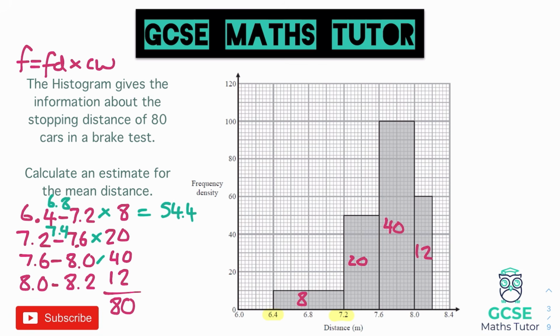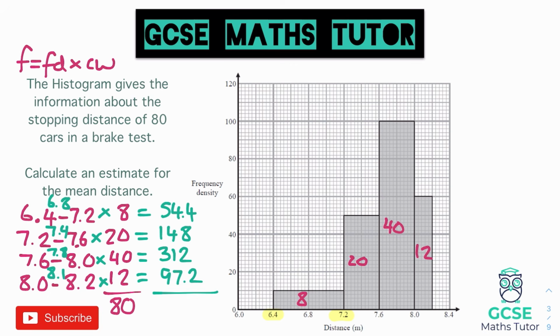On to the next one, our midpoint there is 7.4, so we're going to do 7.4 and multiply it by 20. I'm going to repeat this process for all of them, so let's put that times sign in. We're going to work out all of these totals. So for 7.4 multiplied by 20, that gives us a total of 148. On to the next one, our midpoint there is 7.8, so we'll do 7.8 multiplied by 40, and that gives us a total of 312. And on to our final one, which has a midpoint of 8.1, so 8.1 multiplied by 12, and that gives us a total of 97.2. So 97.2 is our final total.